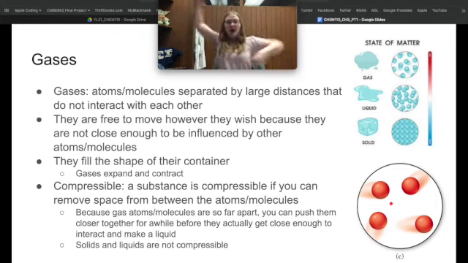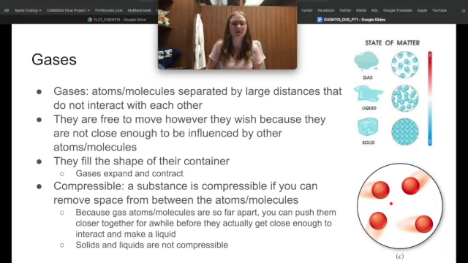Gases are, again, the wild ones flying around. Liquids slip and slide past each other, but they still touch each other. And solids are kind of held in place and they go wiggle, wiggle, wiggle. So that's going to be our states of matter.